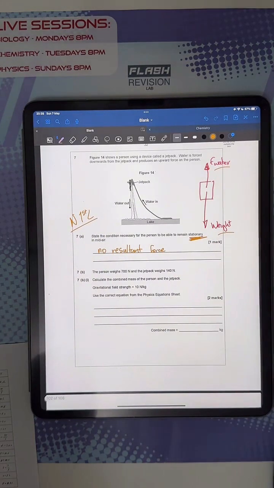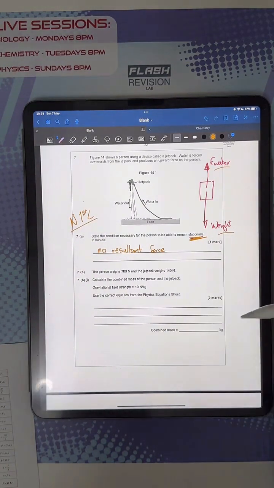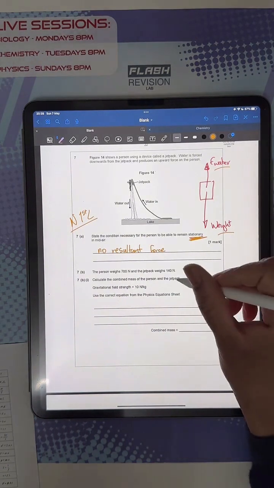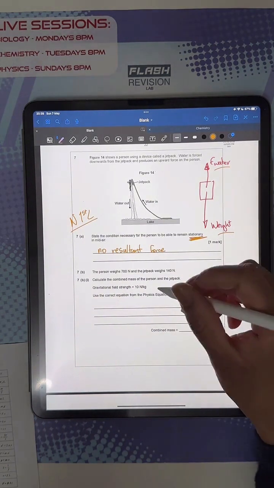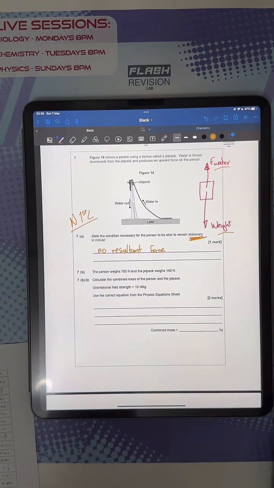Next one, we got a question with a calculation this time. The person weighs this much, the jetpack weighs this one. Calculate the combined mass of the person and jetpack. How can we do this?